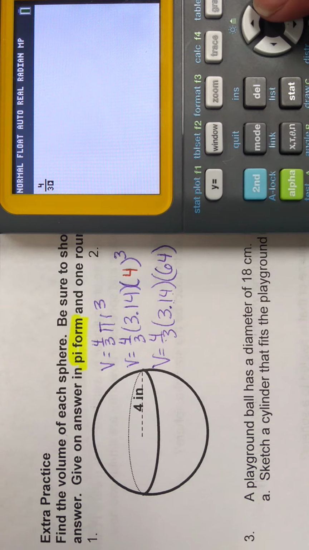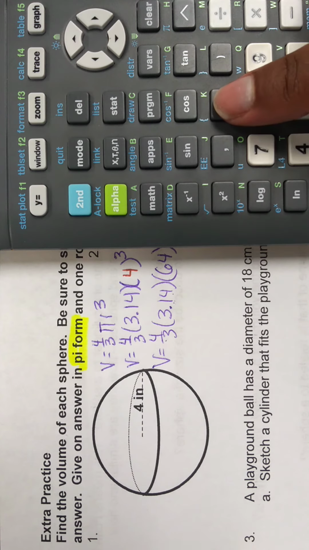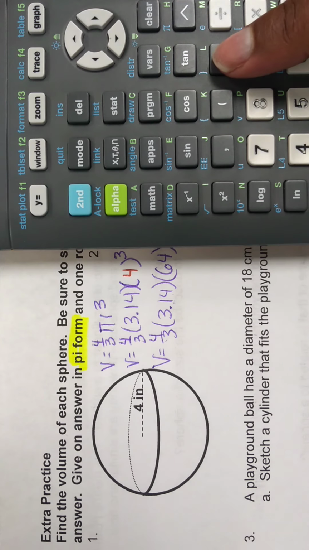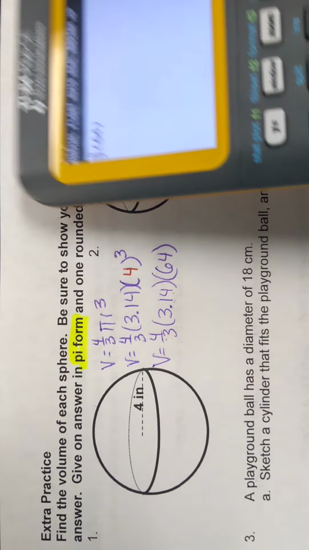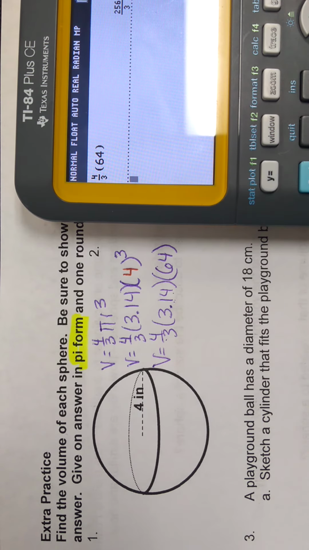I need that to be multiplied, so I'm going to hit the right arrow and put in a parentheses. Parentheses are found above the 8 and the 9. Here's the left parenthesis. Press that. I'm multiplying by 64. Here's the right parenthesis. Close that parentheses up and hit enter. Here's how many pi I need.